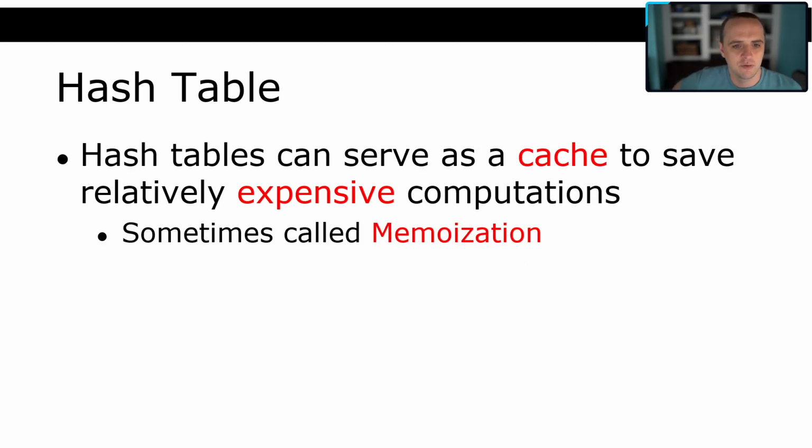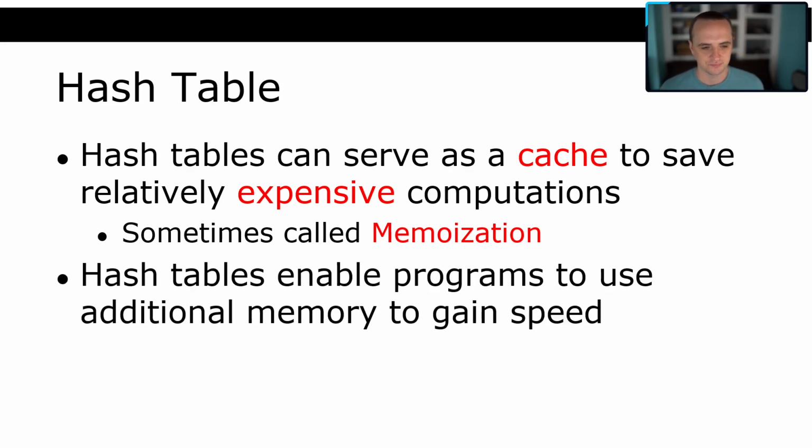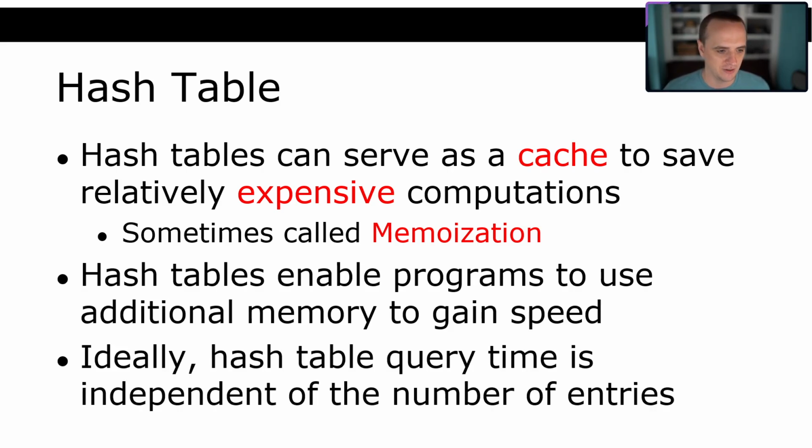So hash tables can serve, this is kind of an aside here. Not only can they store data, but I like this example of another use for a hash table that you may not expect. Hash tables can serve as a cache to save relatively expensive computations. This is sometimes called memoization. Hash tables enable programs to use additional memory to gain speed.